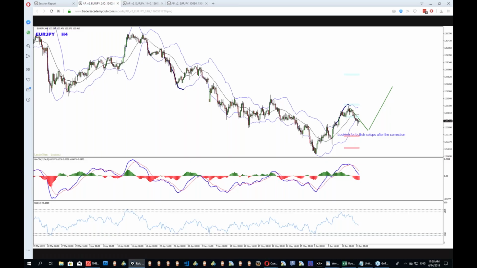4-hour chart, looking for bullish setups after the correction. So basically something like that to be delivered. We do have a trend line breakout and hidden divergence. So this one showing bullish momentum.